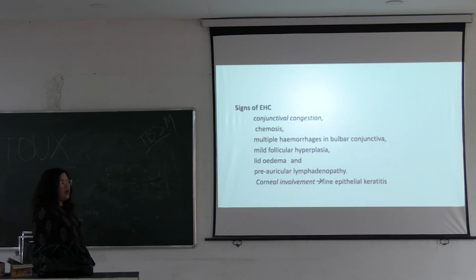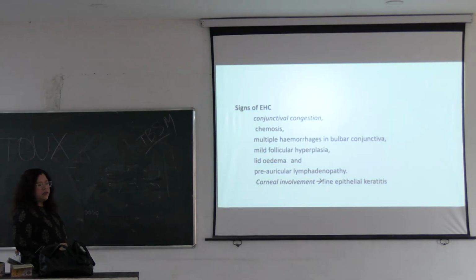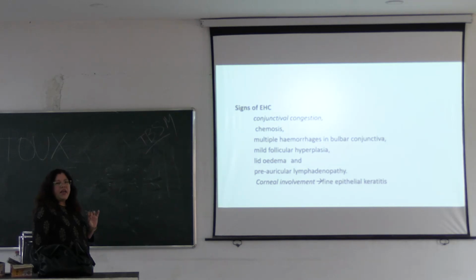Then signs of acute hemorrhagic conjunctivitis. There is conjunctival congestion first, then chemosis, then multiple hemorrhages in the bulbar conjunctiva. Mild follicular hyperplasia is also present, lid edema is present, and preauricular lymphadenopathy is also present. And if the cornea is involved, then fine epithelial keratitis is present.